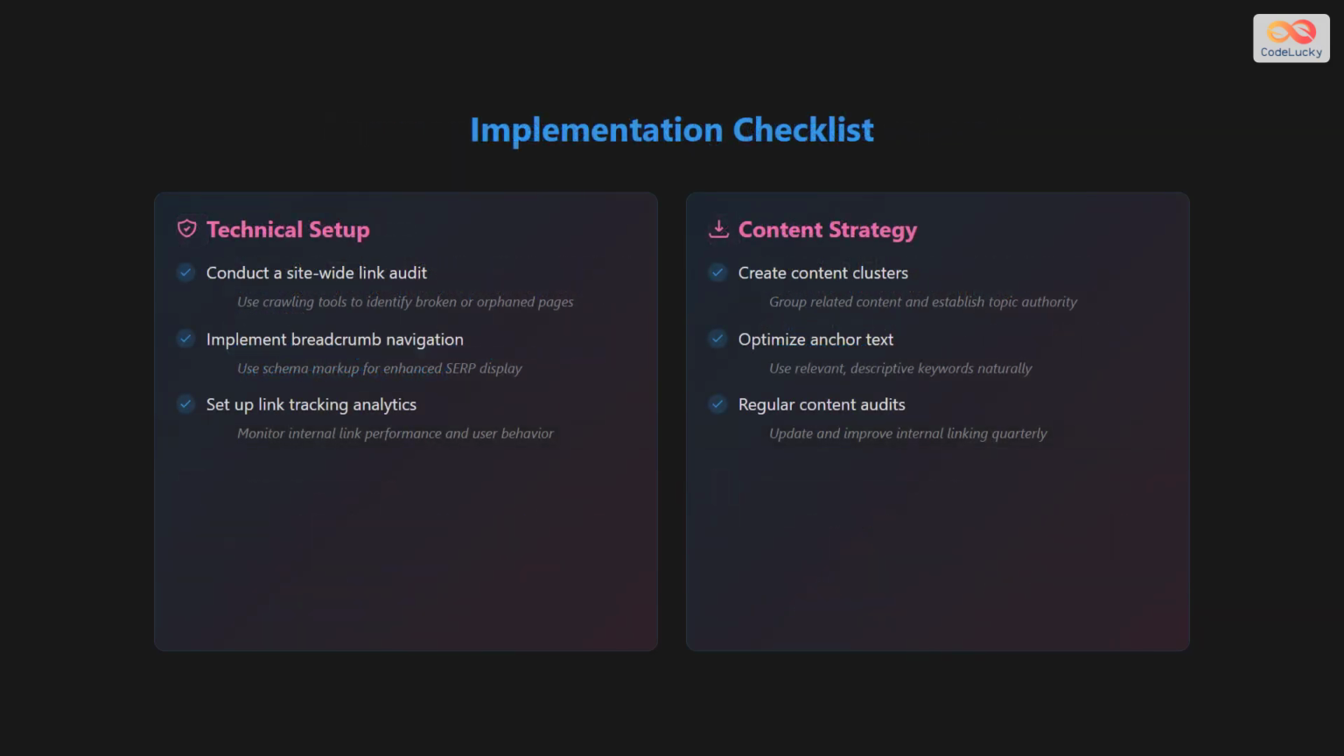Here's an implementation checklist to help you get started. For the technical setup, you must conduct a site-wide link audit using crawling tools to identify broken or orphaned pages, implement breadcrumb navigation using schema markup for enhanced search engine result page display, and set up link tracking analytics to monitor internal link performance and user behavior. For content strategy, create content clusters by grouping related content and establish topic authority. Optimize anchor text by using relevant, descriptive keywords naturally, and perform regular content audits to update and improve internal linking quarterly.